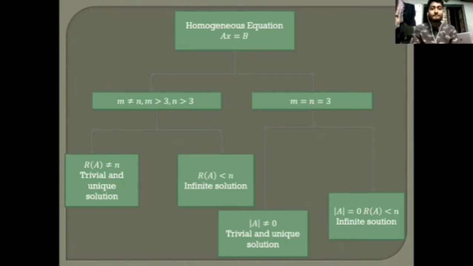Then we see the homogeneous equation Ax equals 0. M not equal to N: M greater than N, and N greater than M. In the second case, M and N are equal. Firstly, if rank A is not equal to N, we have the trivial and unique solution. If rank A is less than N, we have infinite solutions. In the second case, we saw that mod A is not equal to 0, so there is a trivial and unique solution. Secondly, if mod A equals 0 and rank A is less than N, there are infinite solutions.